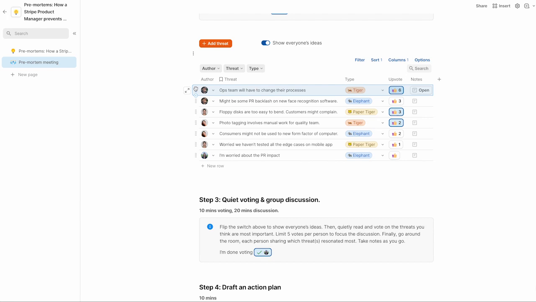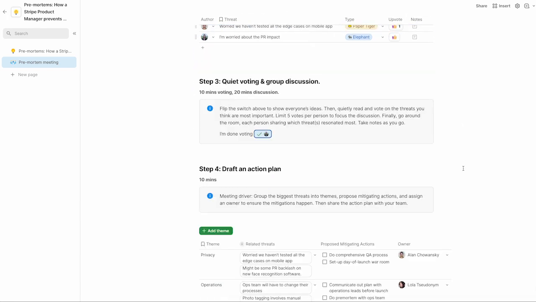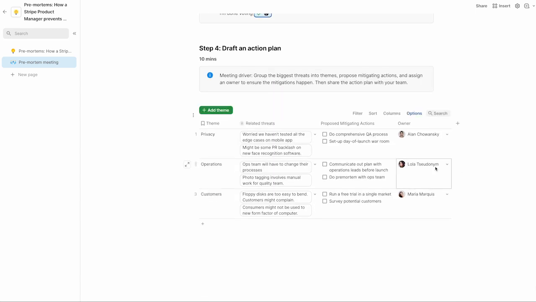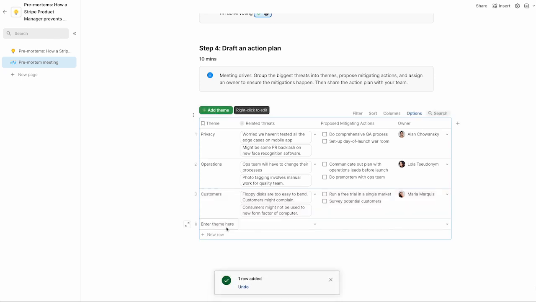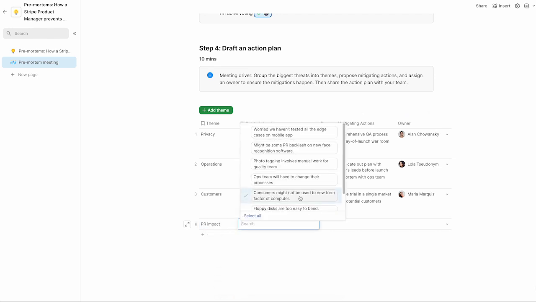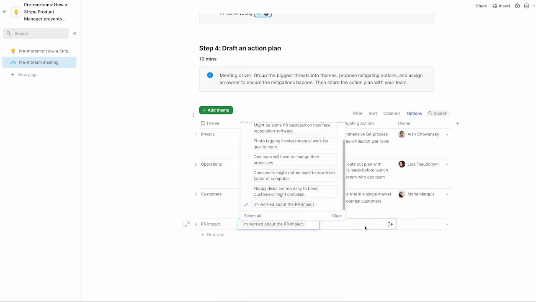And while that is going on, as the meeting leader, I also try to categorize the issues into themes. I'm already starting to see some themes emerge. And the next step is going to be for me to further categorize these things and sort the tigers and paper tigers according to these themes. And then I'm going to think about some mitigating actions. And I'm going to post them in this table in the right column.